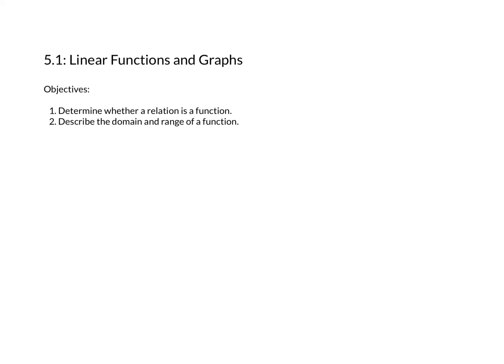All right, we are going to look at the first section in chapter 5. So chapter 5 is all about linear functions. We're going to be looking at different forms of linear functions, meaning slope-intercept form, point-slope form. We're going to be defining slope. We're going to be looking at parallel and perpendicular lines, but we're going to be doing a whole bunch of graphing. So I hope you're ready to do some graphing.